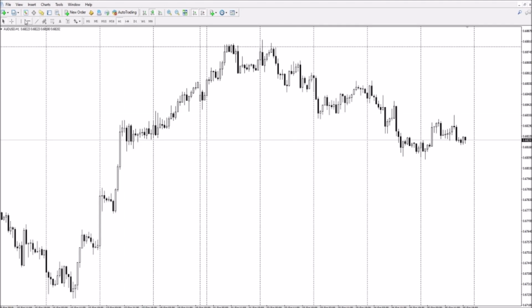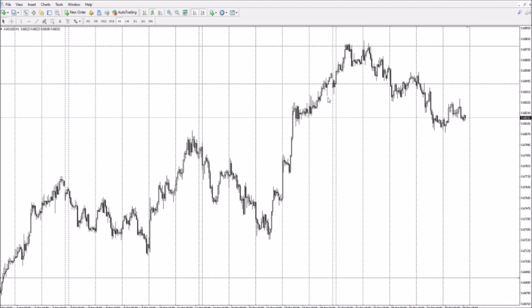On the H1, Monday's low, I wanted to break below and I wanted to stay below. We broke below, retested it, broke below, but then we got a nice little kiss here, and yeah, we made some money in that.